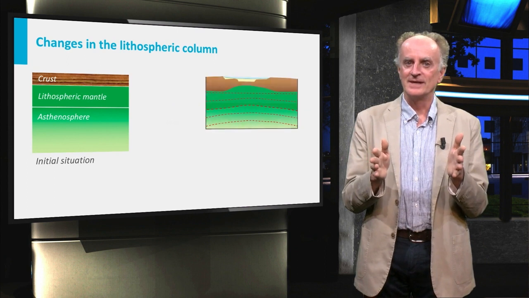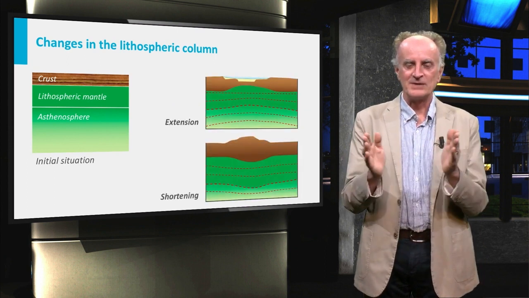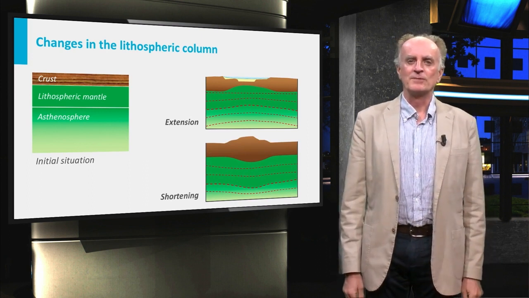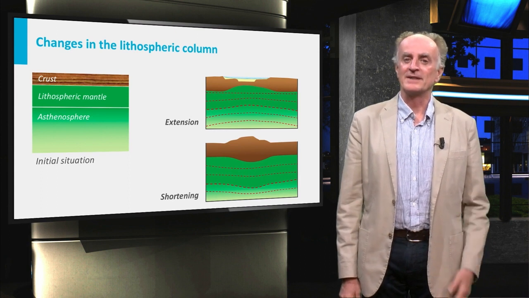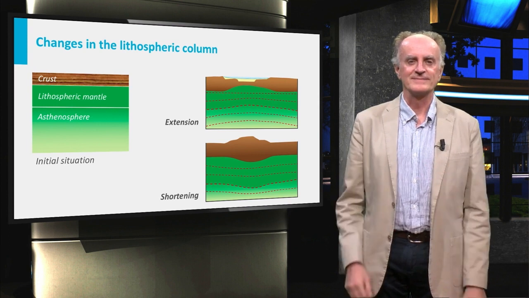By extension, the lithosphere will tend to become thinner. By shortening, it will become thicker. In the following, we will only look at what happens with extension. Applying the same rules, you can easily predict what happens during shortening.